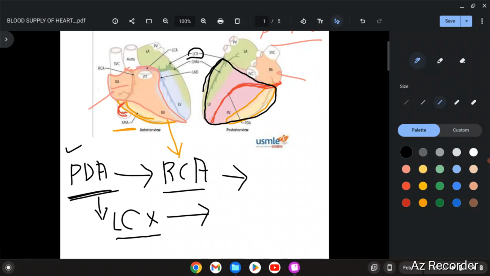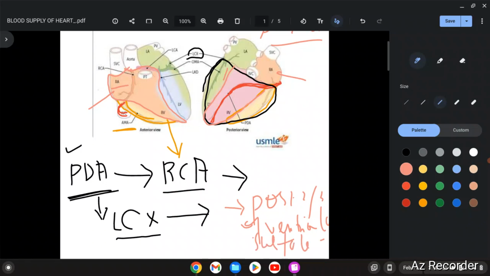Okay, right over here. Very important thing, this thing over here. So if I ask you the area supply of a posterior descending artery, you will tell me that posterior 2/3 of ventricular surface, both ventricles, okay, is supplied by your posterior descending artery. And then just beneath this posterior interventricular groove, you have your interventricular septum, right?